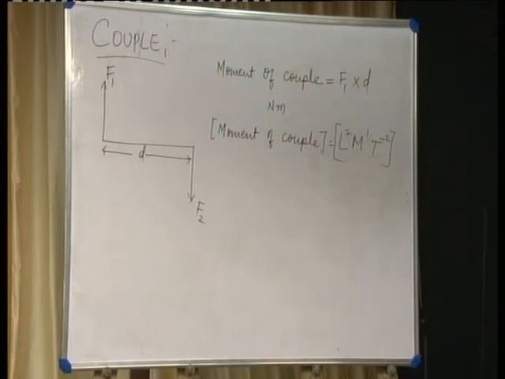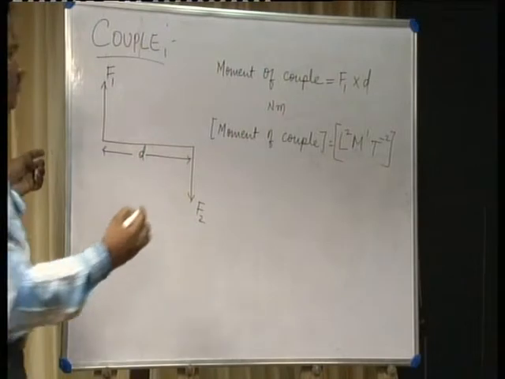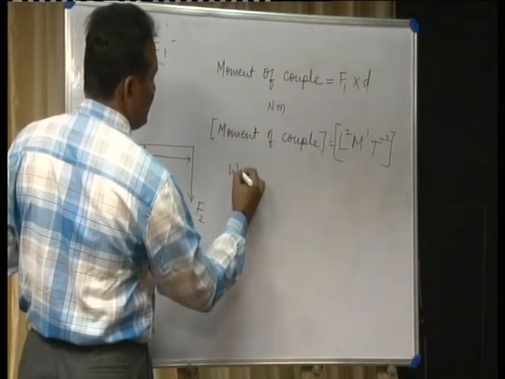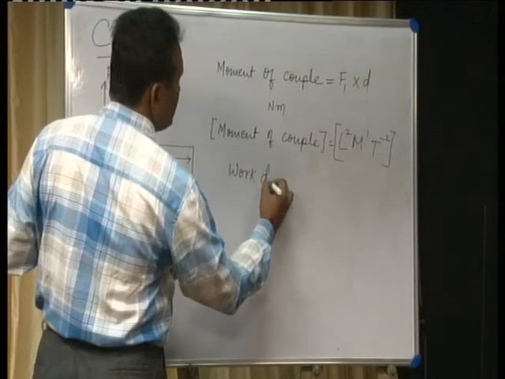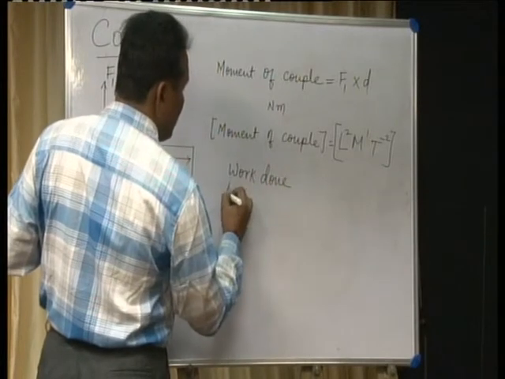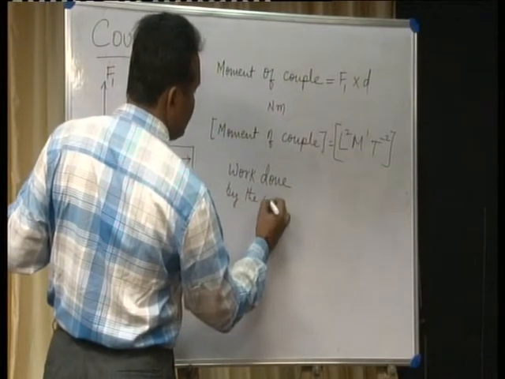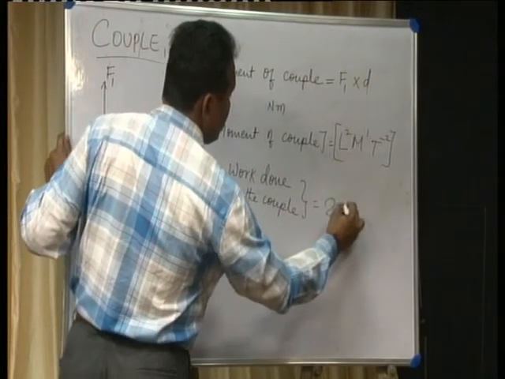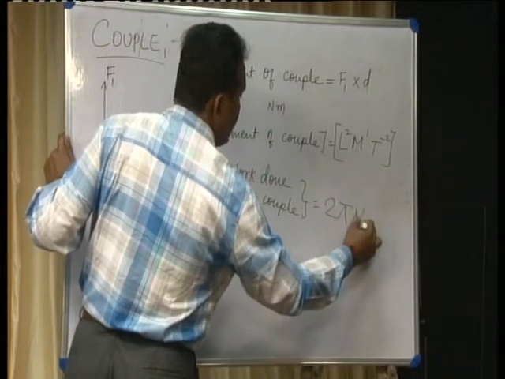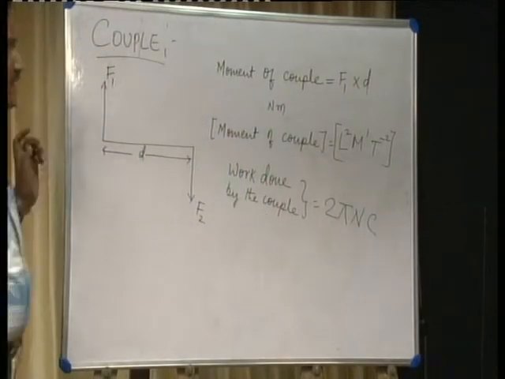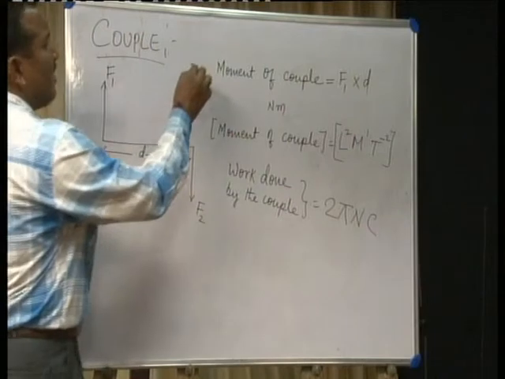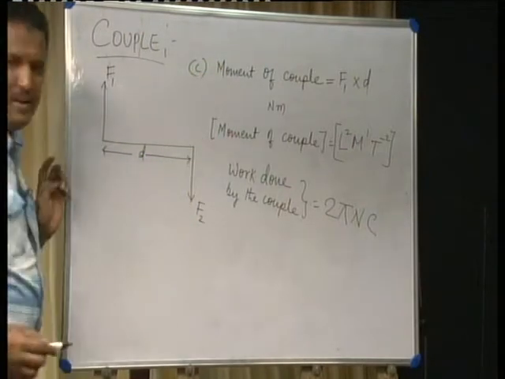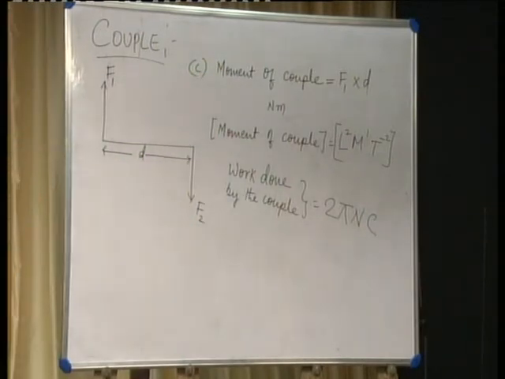So, what is the work done by the couple? No derivation is there for this case. What is the mathematical expression for work done by the couple? It is given as 2πnC, 2π into n into C, where C represents the moment of couple, and n represents the number of rotations made by the body by the influence of a couple.